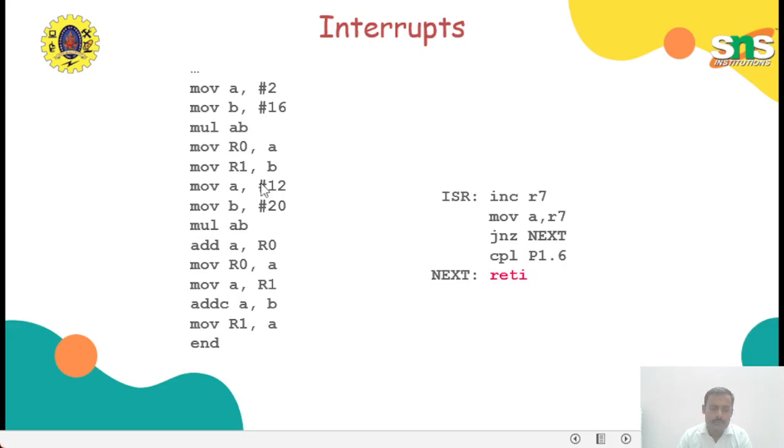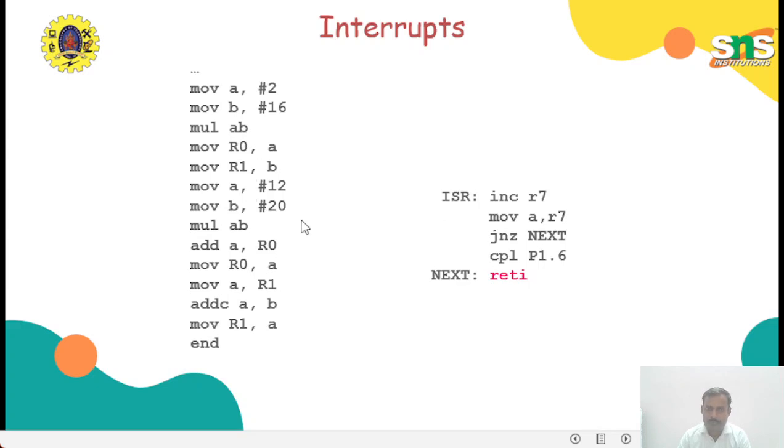During this execution, at any time an interrupt may occur. For example, during this instruction or during this instruction it may occur. Once that interrupt occurs, the current execution will be stopped right there and it goes to the interrupt service routine execution. After completing it, it comes back to where it stopped and continues the main execution.